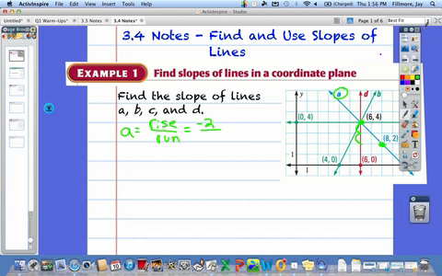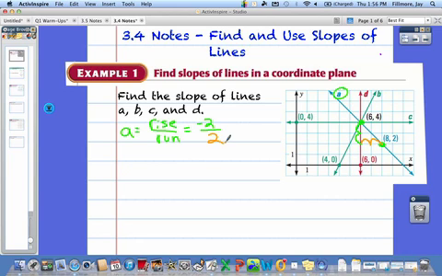To find my run, I'm going to see how I'm moving left to right. In this case, I'm moving right 2 units. And since I'm moving to the right, it's positive. If I were moving to the left, it would be negative. So my slope is -2 over 2. We always reduce our fractions, so our slope ends up being -1. Our line is moving down from left to right as we read it, so it should have a negative slope, which it does. It's -1.